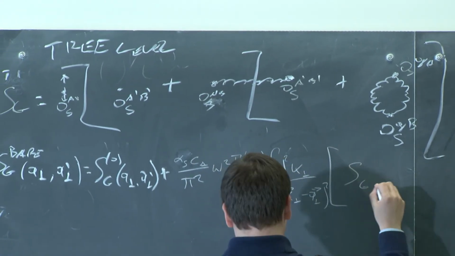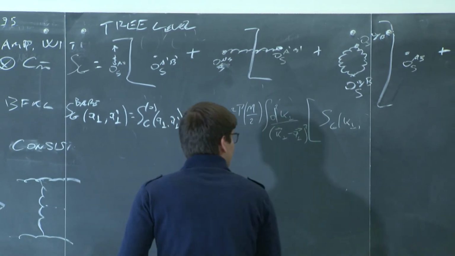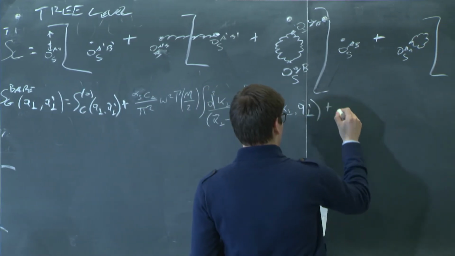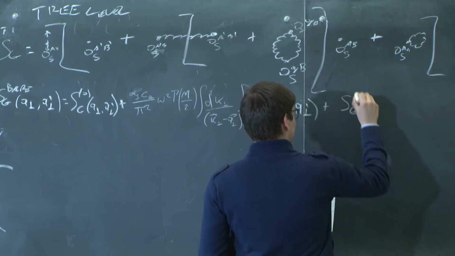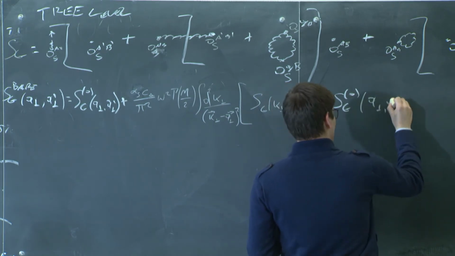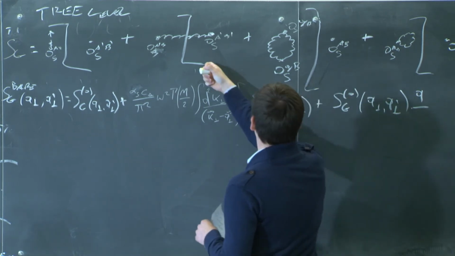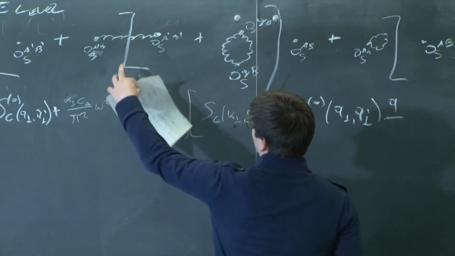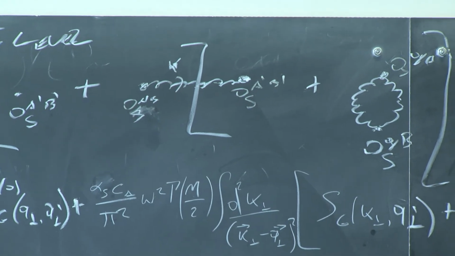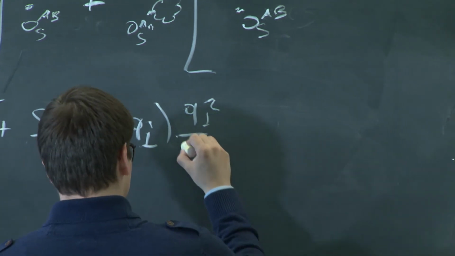So S_G plus, basically this is coming from the real radiation, depends in general on K perp, where K here is the momentum of the gluon crossing the cut. And so this is perp squared.